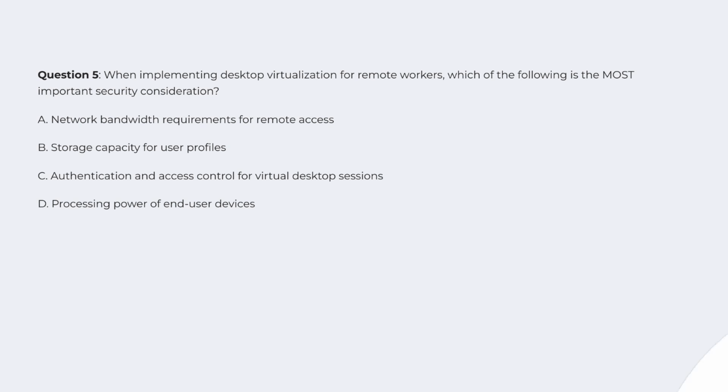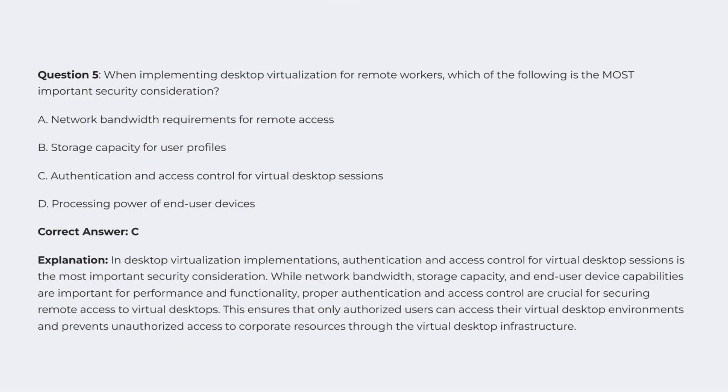Correct answer, C. Explanation. In desktop virtualization implementations, authentication and access control for virtual desktop sessions is the most important security consideration. While network bandwidth, storage capacity, and end-user device capabilities are important for performance and functionality, proper authentication and access control are crucial for securing remote access to virtual desktops. This ensures that only authorized users can access their virtual desktop environments and prevents unauthorized access to corporate resources through the virtual desktop infrastructure.